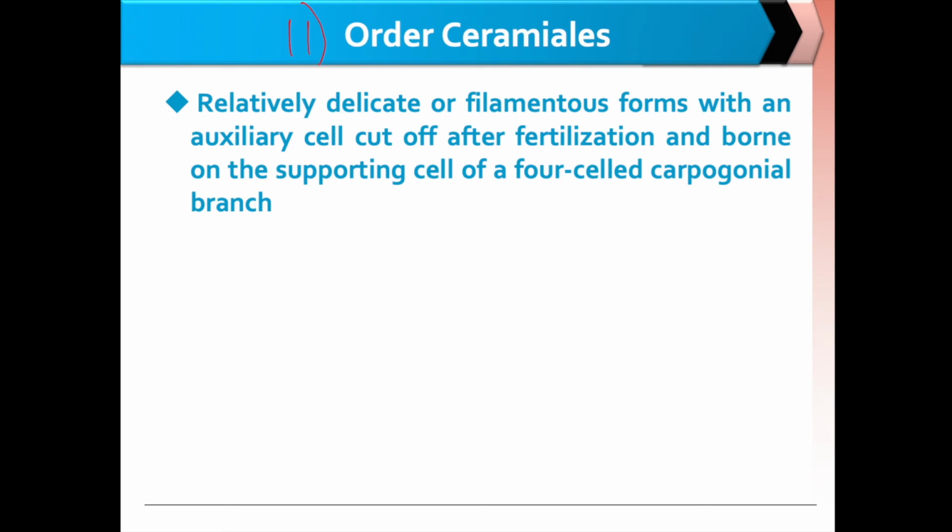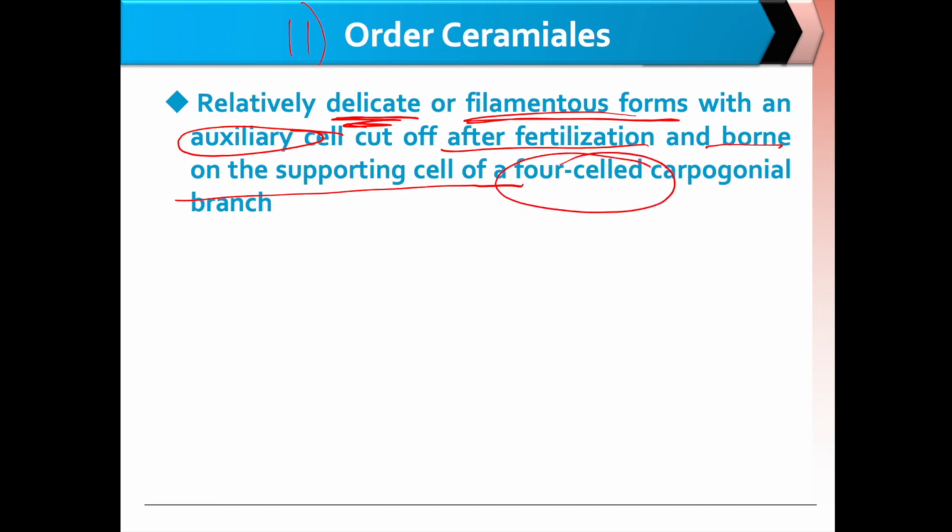So, your order Ceramiales, sila yung sa lahat ng mga red algae, sila yung relatively delicate or filamentous na mga order of red algae. They have what we call an auxiliary cell that is usually cut off after the fertilization of your carpogonium with your spermatia. Okay, and usually these auxiliary cells are born on the supporting cell of a 4-celled carpogonial branch. So from 1 cell to 2-celled to 4-celled carpogonial branch.